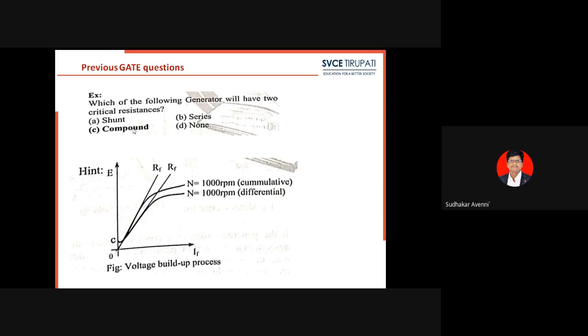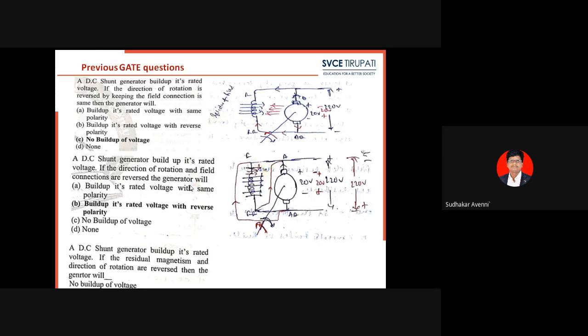Why is it compound? In compound generators there are two types: one is the cumulative compound generator, another is the differential compound generator. So for that reason there must be two critical resistances. Next question. These are all previous GATE questions.